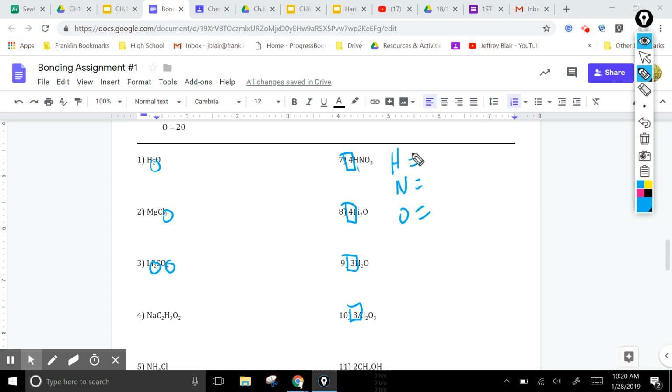So 4 times 1 H would be 4, and 4 times 3 O's would be 12. Finish those practice problems on this paper right here and bring it to me and show me when you're done.